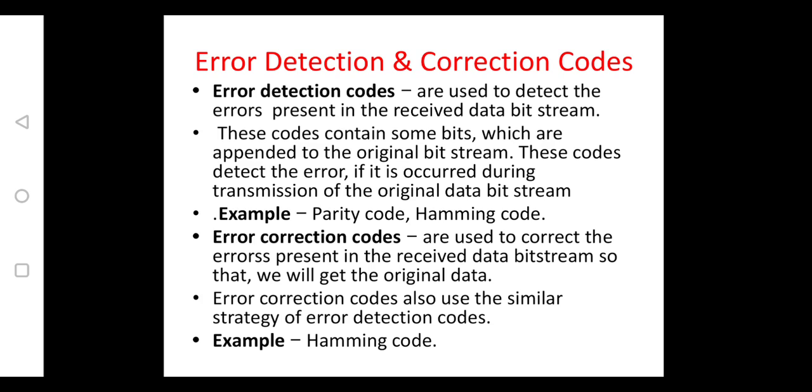And the example for the error detection is Hamming code, that we'll be discussing now. And the next type is error correction code, which is used to perform not only detection. In case of detection, we just find out whether the error is present or not. Whereas in case of the correction, we find out where the error is present as well as we are able to correct the error. So the example for these error correction codes is Hamming code.